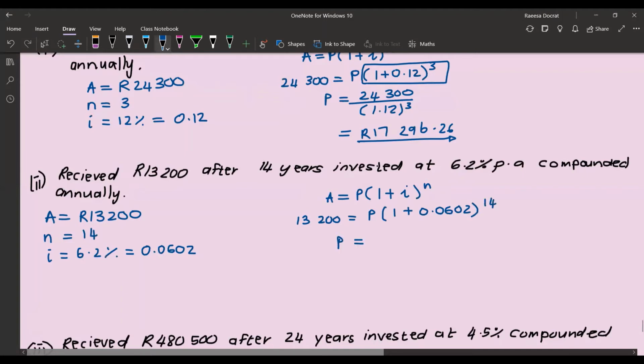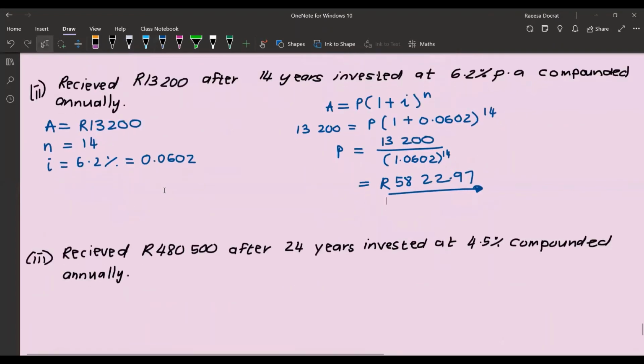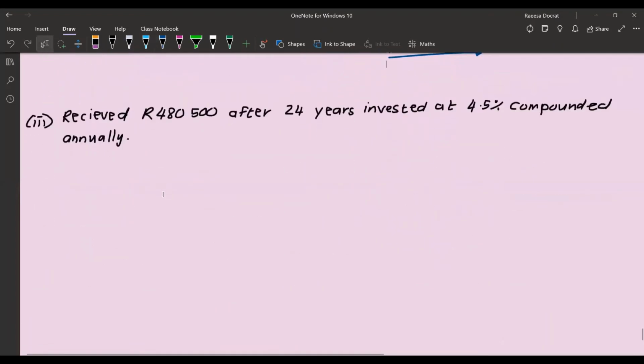And once again, to make P the subject of the equation, we're going to divide both sides by the 1.0602 to the power of 14. Okay, so typing that into our calculator, we get that P is then equal to 5,822.97 cents. Okay, so that's how much you would have had to invest to get that amount after 14 years. So let us do the last question.